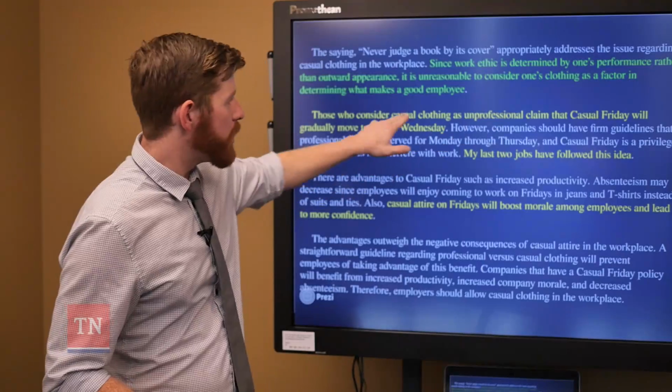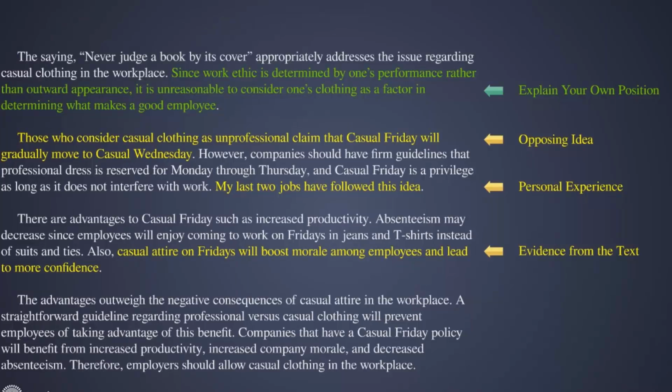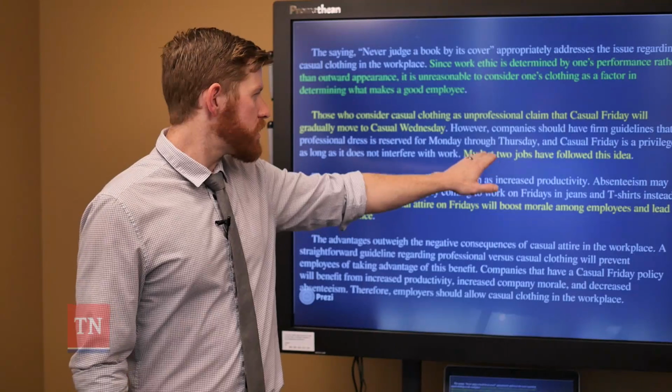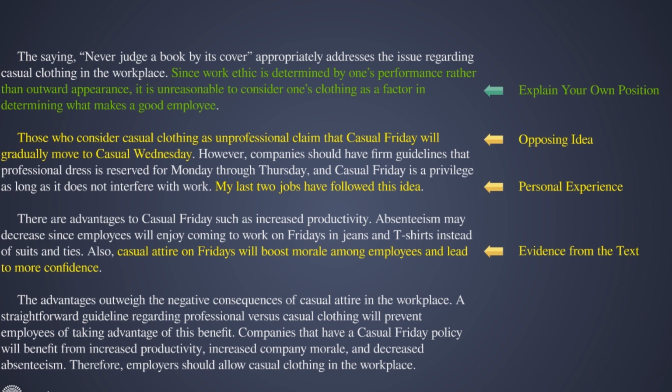Here, they address the opposing idea by saying those who consider casual clothing unprofessional claim that Casual Friday will gradually move to Casual Wednesday. And in here, they rely on their own personal experience. They say, "My last two jobs have followed this idea." And then lastly, here's where they cite the evidence from the text.